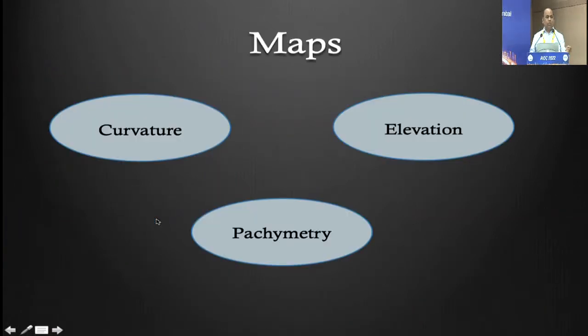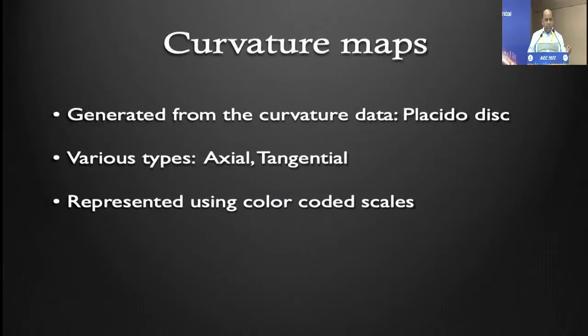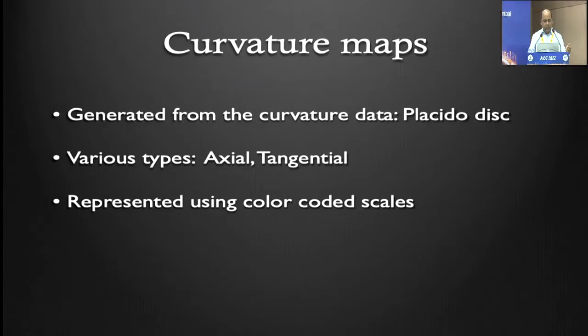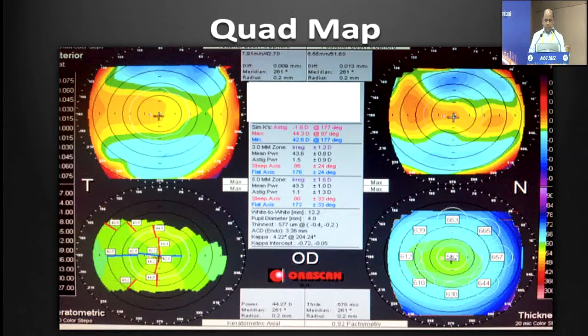Coming to the maps of topography, it can be a curvature map, elevation map, and pachymetry map. These are very important maps to understand. The curvature map is generated from the curvature data, that is, the Placido disk. It can be either axial or tangential. Again, it is represented by color-coded scales. This is a chord map from OpScan. We are not using OpScan right now; in our college days, we used to study this.